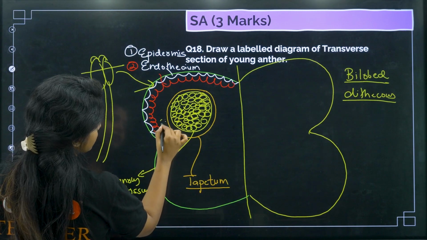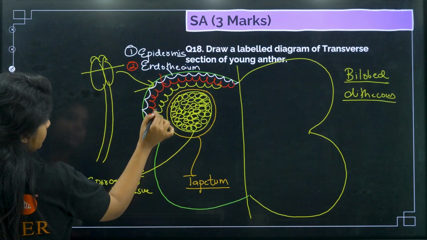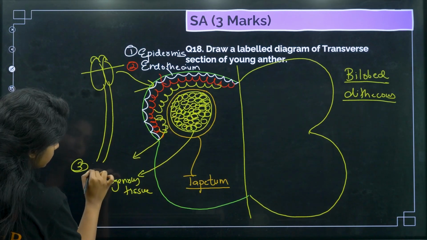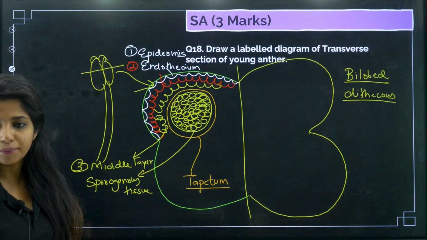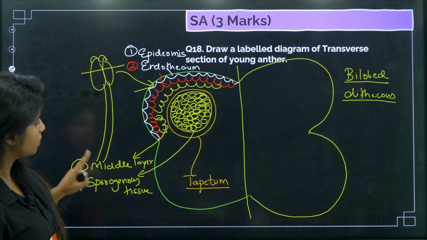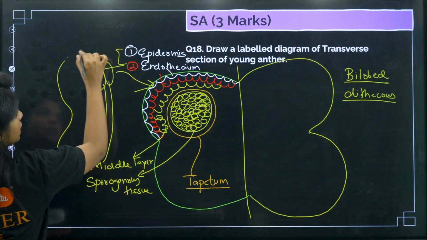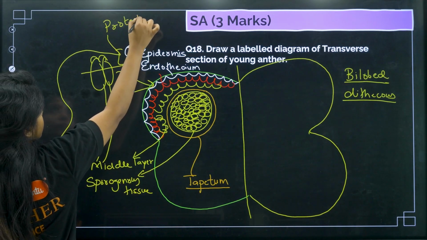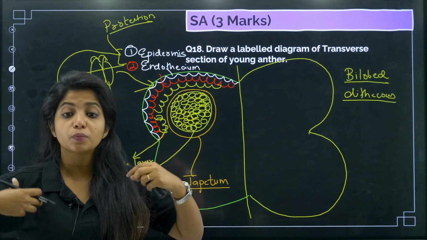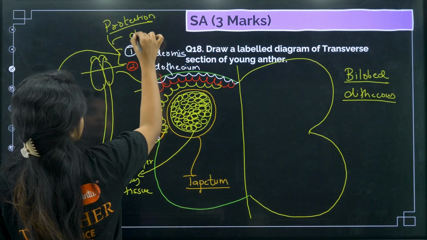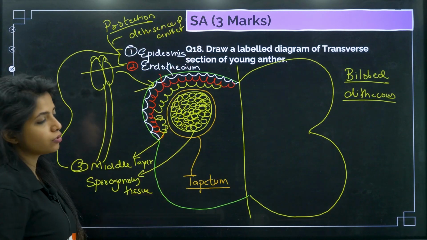And then there's a layer over here as well. This is the third thing that you find, which is known as the middle layer. So first epidermis, then endothecium, then middle layer. These 3 layers are all for protection, as well as for when the anther undergoes dehiscence, that is, when it breaks open to release the pollen grains. For that time also you need these 3 layers. So for dehiscence of the anther and for protection, you have these 3 layers.